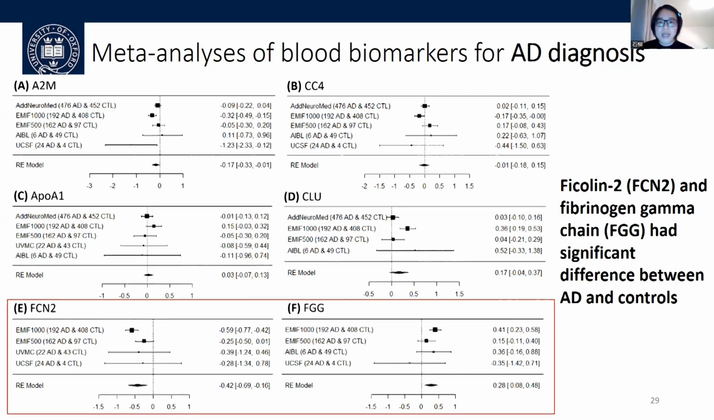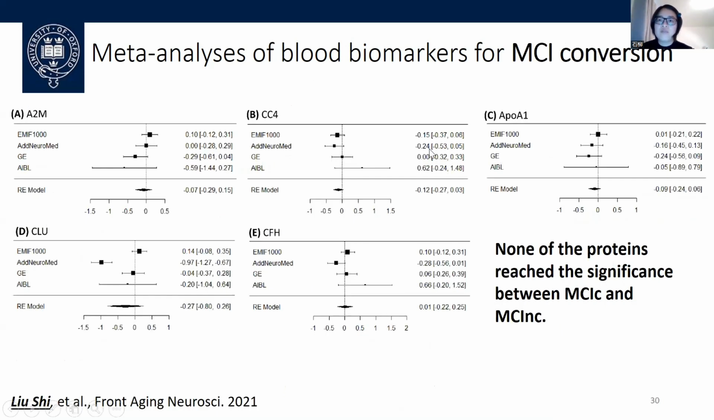We also checked the protein performance for predicting MCI conversion, which means predicting disease progression. We found 5 biomarkers matched the criteria, shown from figure A to figure E. However, we didn't find any biomarkers that reached significance between MCI converted to AD and MCI non-converted to AD, as you can see from here.